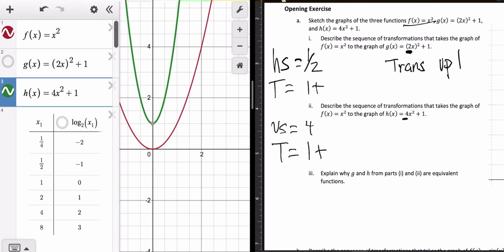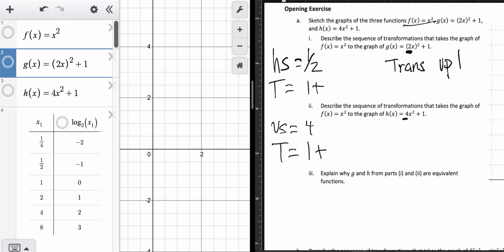It's that same thing. A vertical scaling of 4 and a horizontal scaling of 1/2 is the exact same thing. And I showed you that here. It's going to be the exact same graph.